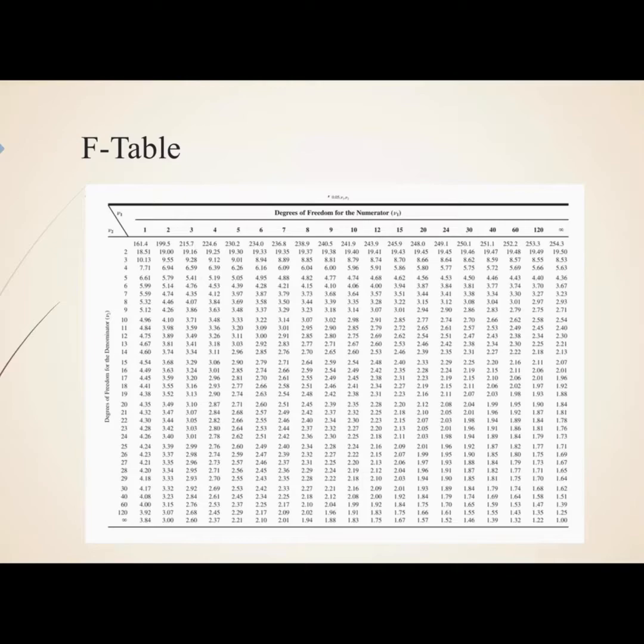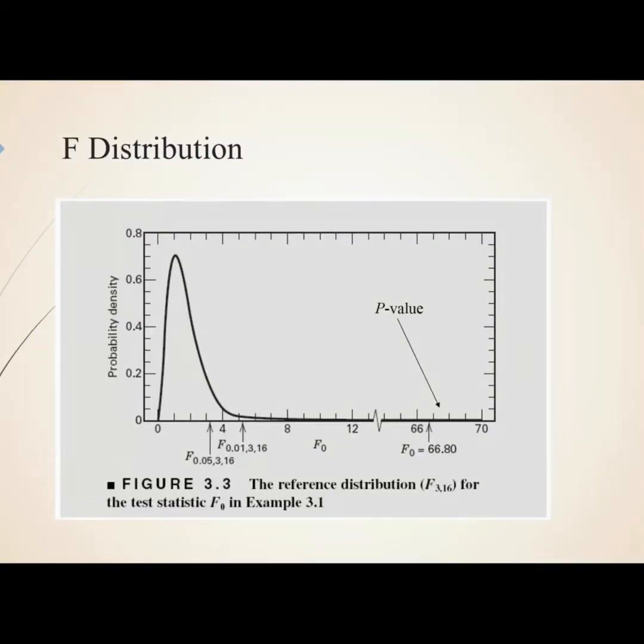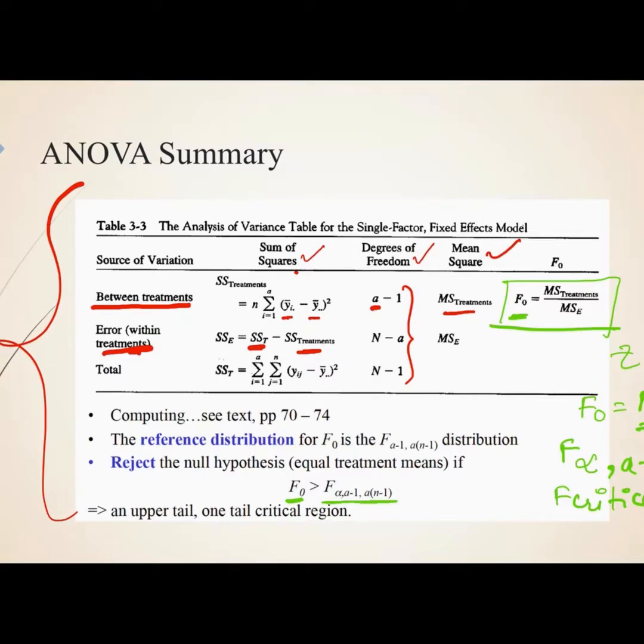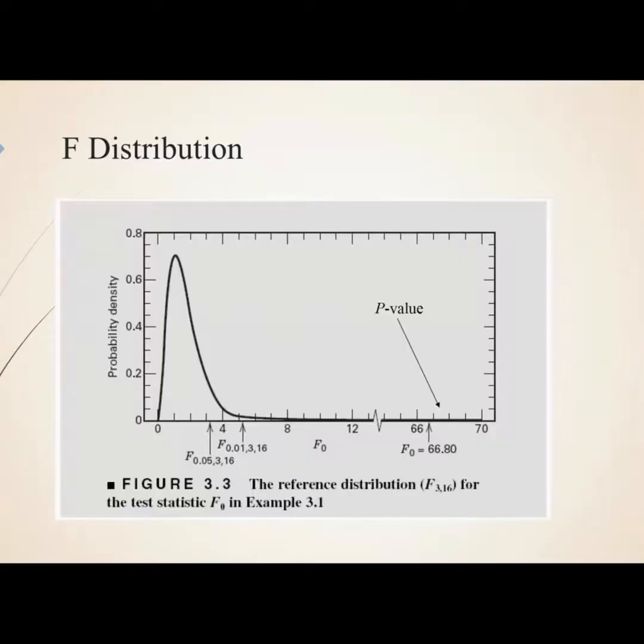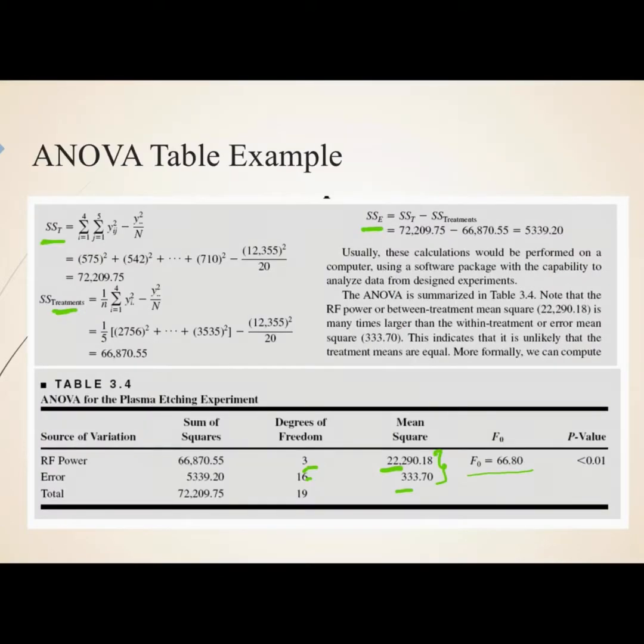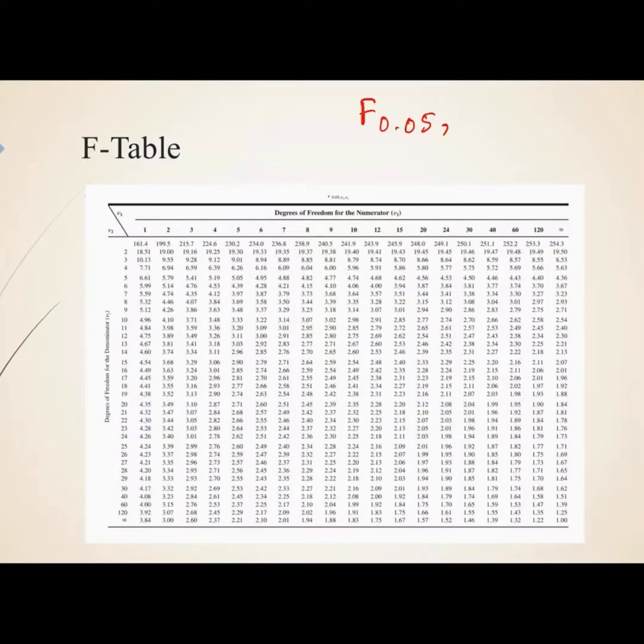Our significance level, by default, would be 0.05, and our first set of degrees of freedom, I'm sorry, let me go back, that should be a minus 1 and n minus 1. So that would be 3 and 16, these two. I don't exactly remember what page in the appendix, but it's there at the end of the textbook.